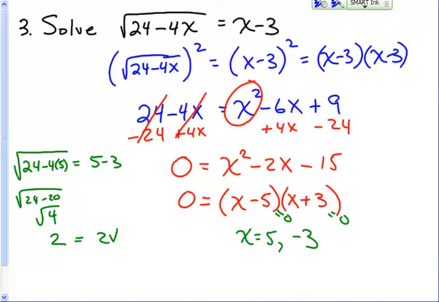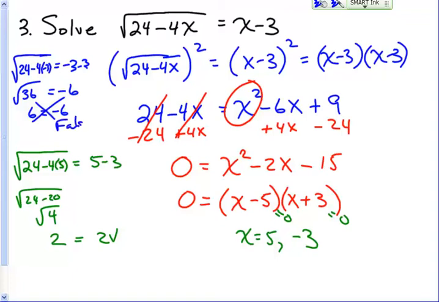If we do the negative 3, let me do it a little higher here on the left. We've got square root of 24 minus 4 times negative 3 equals negative 3 minus 3. So over on this side, we get the square root of 36 equals negative 6, or 6 equals negative 6, which is not true. It's false. So this is an extraneous answer. Nice word. And so our final answer is x equals 5.